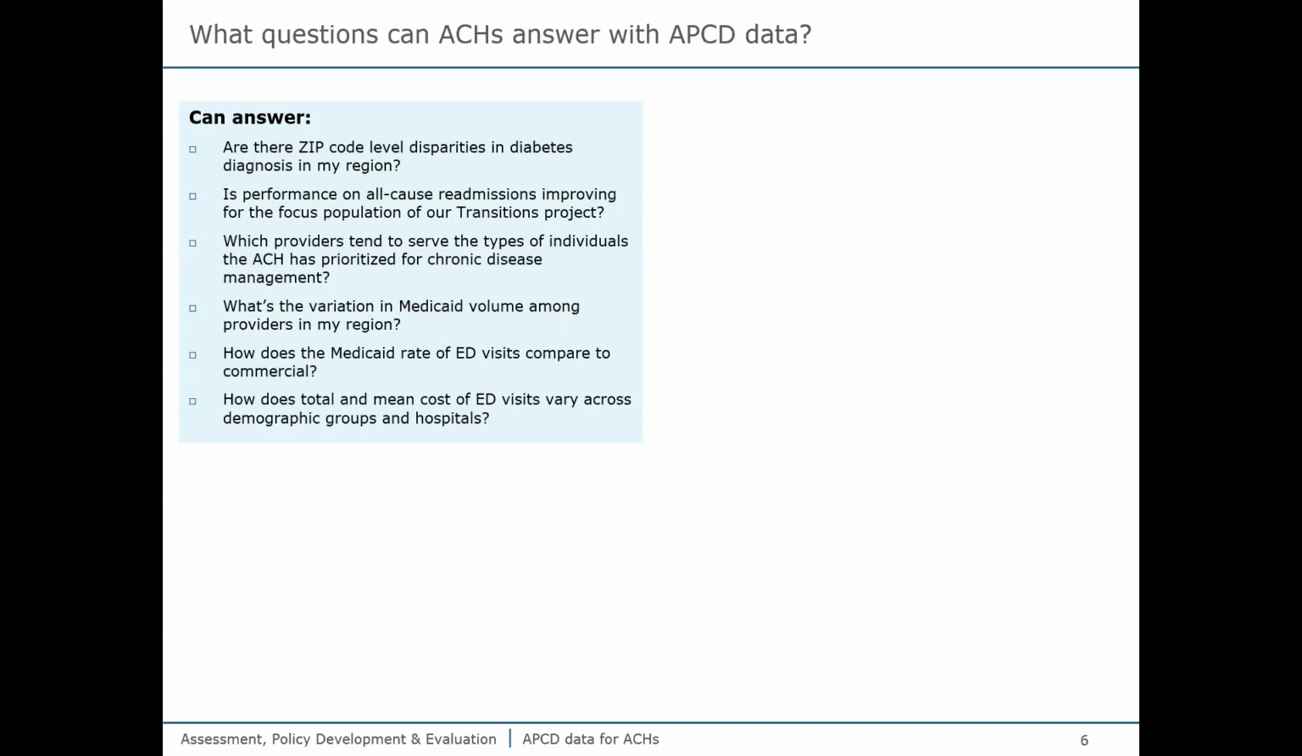Another question: which providers tend to serve the types of individuals that the ACH has prioritized for a given strategy, like chronic disease management? Another question: what's the variation in Medicaid volume, meaning number of people on Medicaid, among providers in my region? How does the Medicaid rate of emergency department visits compare to the commercially insured rate? And then questions about cost as well. What is the average cost of an ED visit across hospitals, for example, or across demographic groups like age groups?